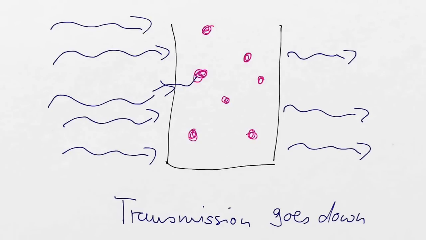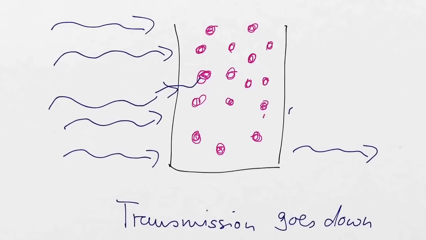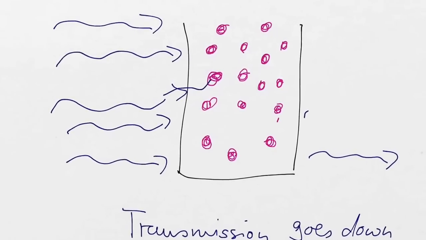What would happen if I add more particles, and still shoot the same amount of waves through? What would happen? Less goes through. Maybe now only one goes through. Yeah? So, in a way, the transmission of the light that goes through depends on the amount of particles.